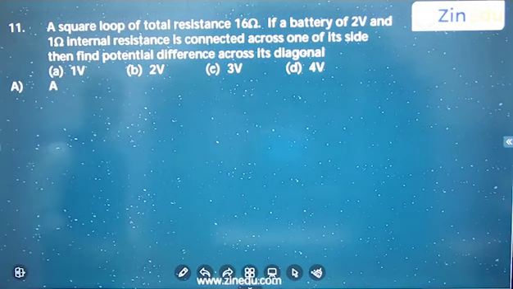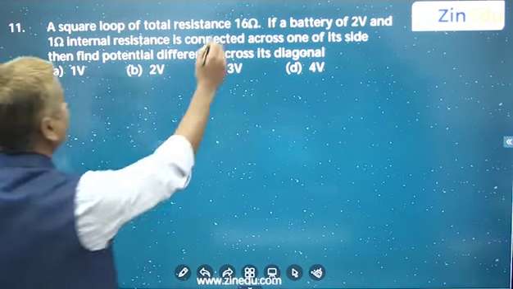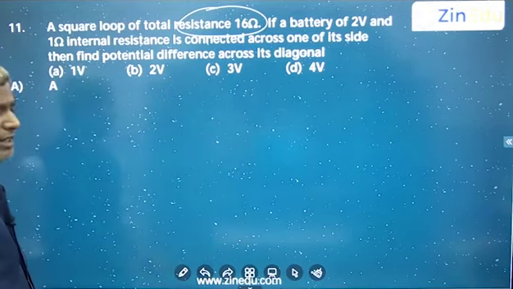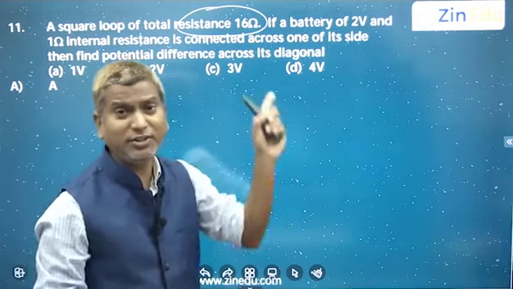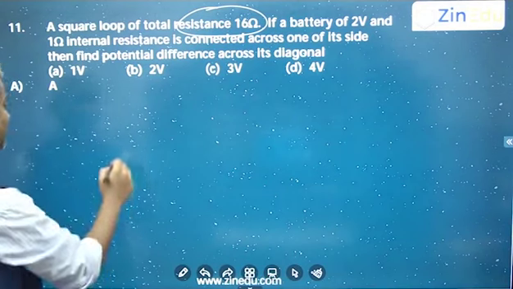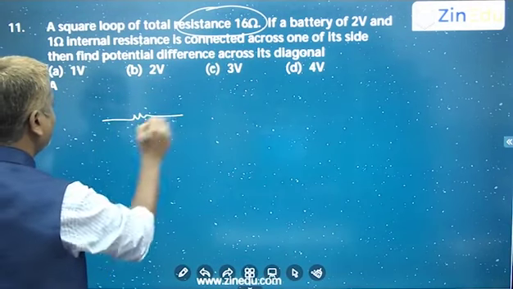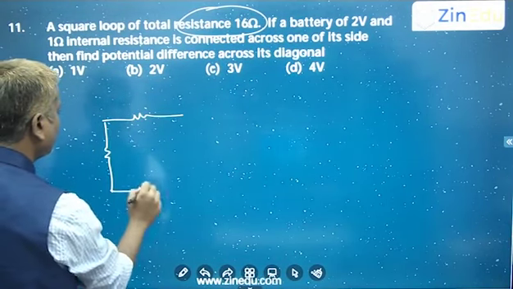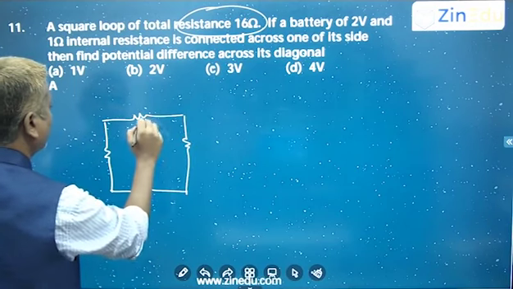A square loop of total resistance 16 ohms, and a battery of 2 volts and 1 ohm internal resistance is connected across one of its sides. Find the potential difference across its diagonal. Total square loop has a resistance of 16 ohms, then each side of the square loop will have a resistance of 4 ohms. So I'll take a square loop with resistances 4 ohms, 4 ohms, 4 ohm, and 4 ohm.